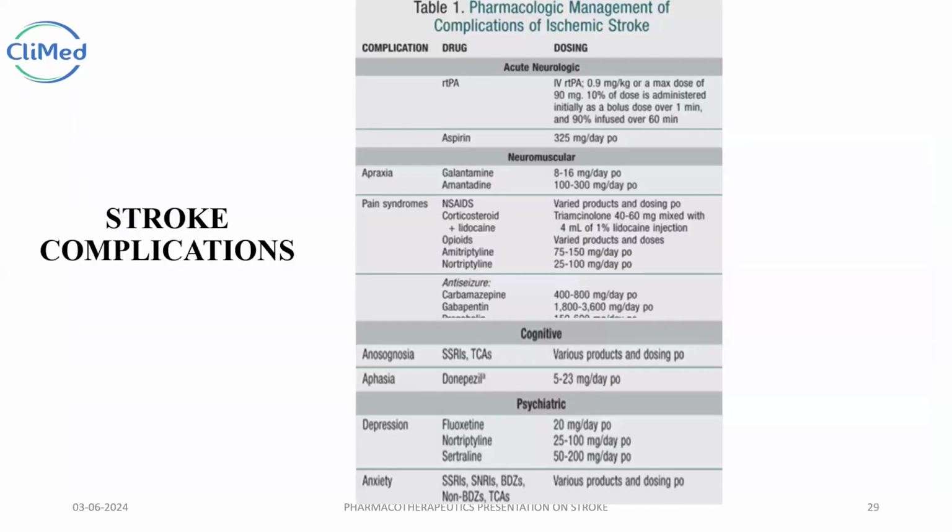Next slide, please. So these are the complications of stroke: aphasia, depression, anxiety, apraxia. So we can give fluoxetine for depression, for aphasia. Then SSRIs we can give for anxiety and all. Next slide, please.